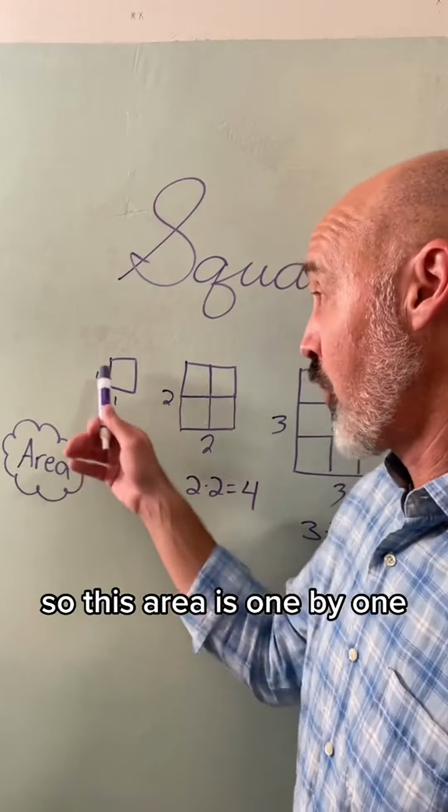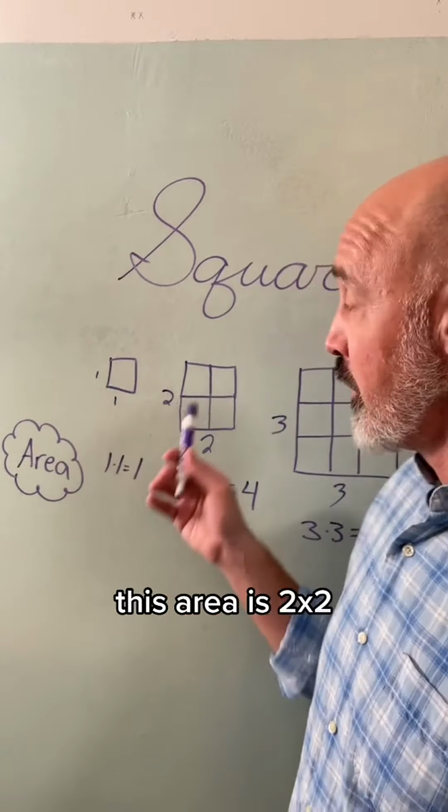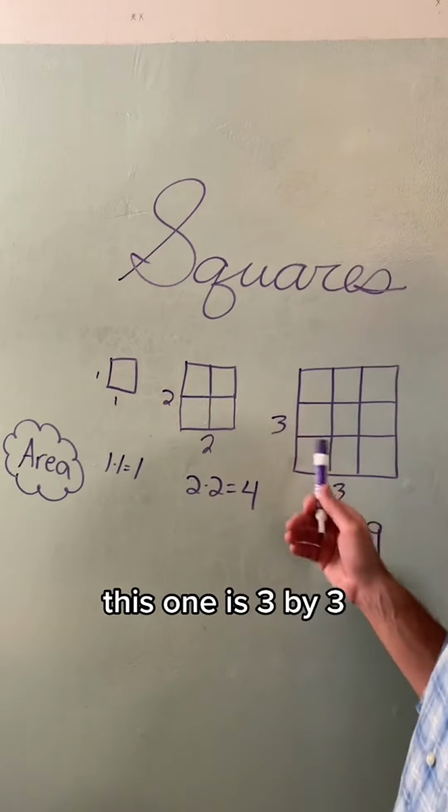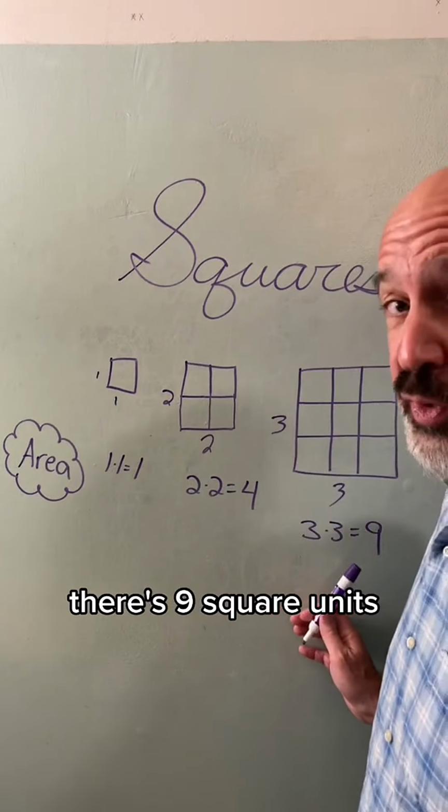So this area is 1 by 1, there's 1 square in it. This area is 2 times 2, there's 4 square units. This one is 3 by 3, there's 9 square units.